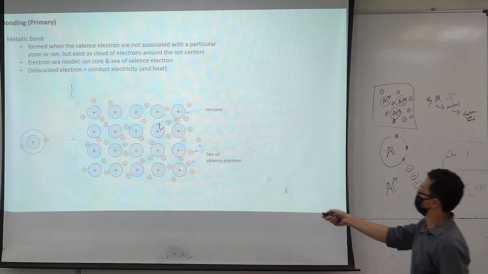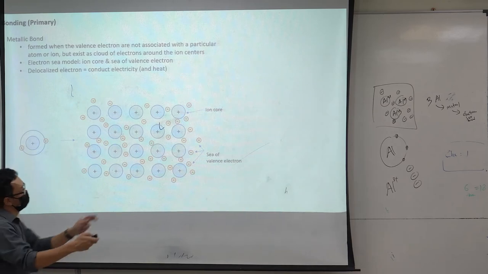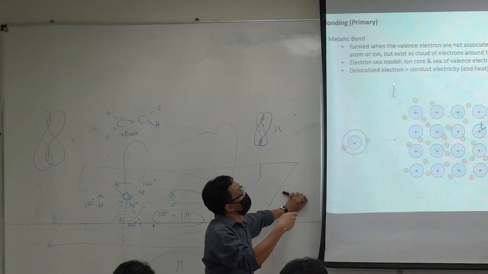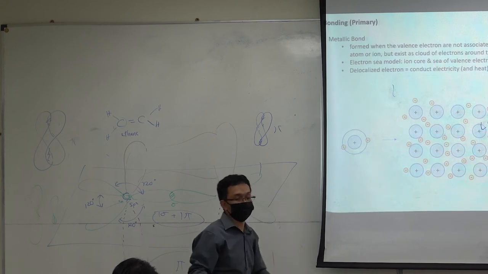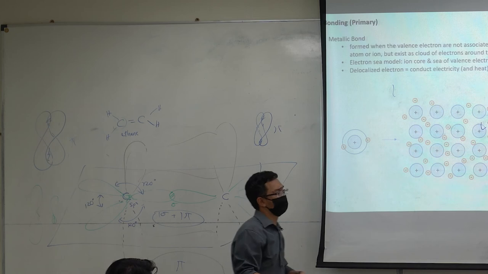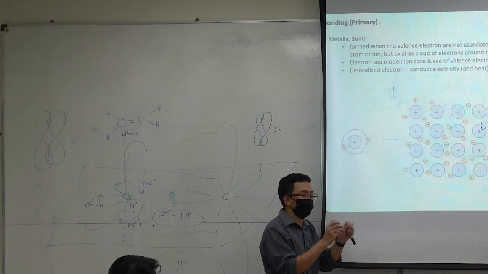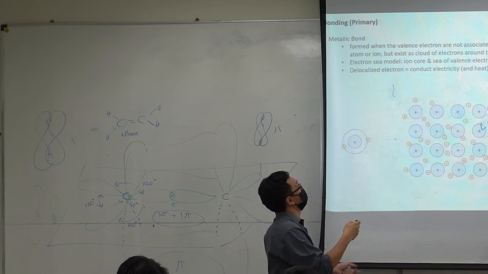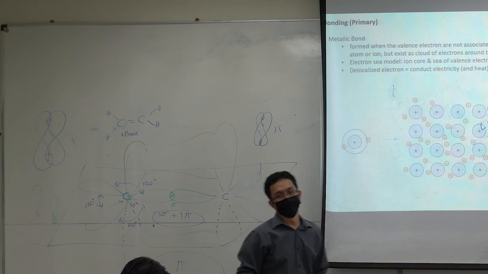So, delocalized. We also have a name for this electron. Electrons can move around, travel like that, we call it delocalized. Because these electrons can move, that's why they can conduct electricity, because electricity is about electrons moving, right? So that's why metal can conduct electricity. Any metal can conduct electricity, because inside the metal, the electrons are free. They are not attached to any particular individual atom. That's the reason why they can conduct electricity and also heat better than others.